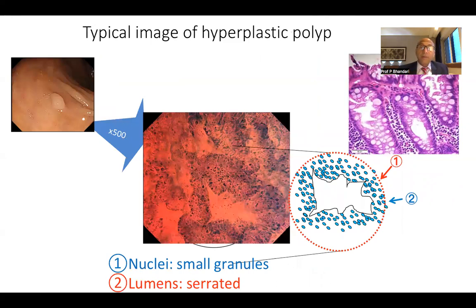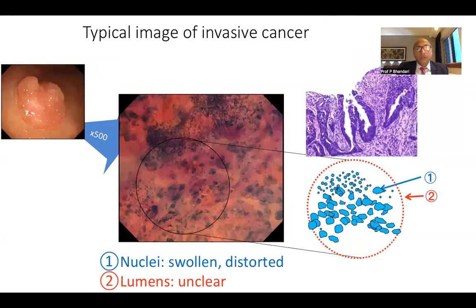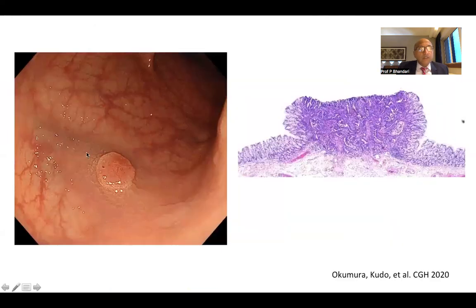When you use this with hyperplastic polyp, you see these little round nuclei with a wide serrated lumen in the middle. See that wide serrated lumen? This is typical of a hyperplastic polyp when you use endocytoscope. And when it's a cancer, the lumen almost disappears and the nuclei are distorted of variable sizes. So you can make a diagnosis between hyperplastic, adenoma and cancer using this. You see, this is a very early cancer in a very small polyp.